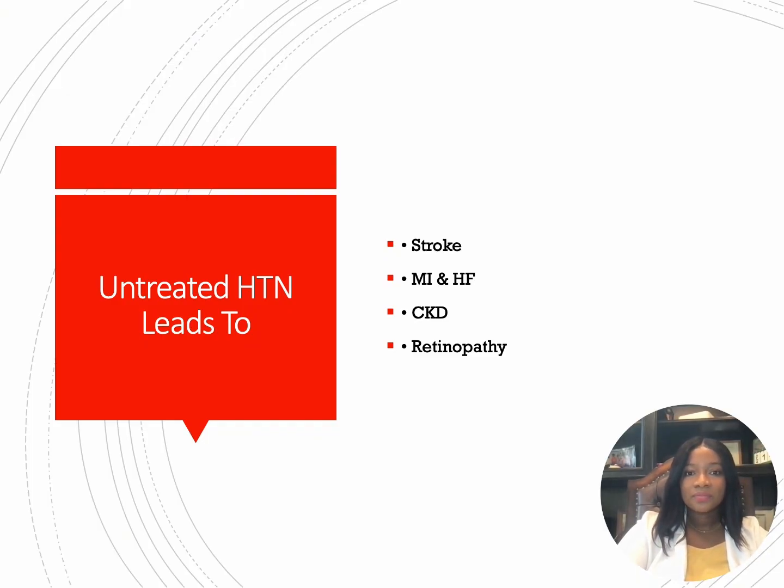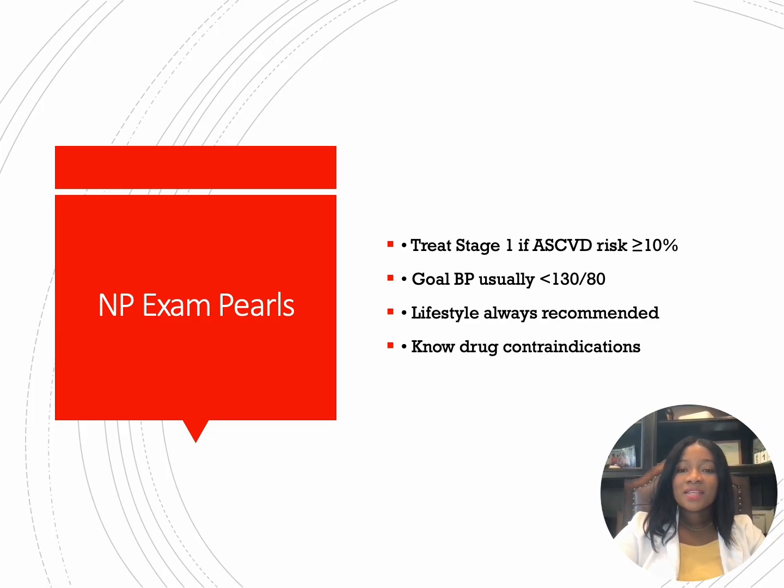Final examples. Stage 1 hypertension should be treated with medication if the patient's 10-year ASCVD risk is 10% or higher. Blood pressure goals are usually less than 130/80. Lifestyle modification is always recommended. So you have to remember this. And you must know the medication contraindications, especially in pregnancy. Know the side effects and the classes of the blood pressure medications.